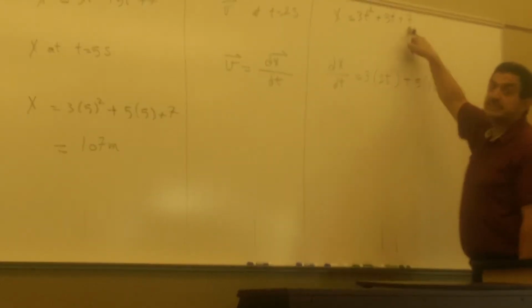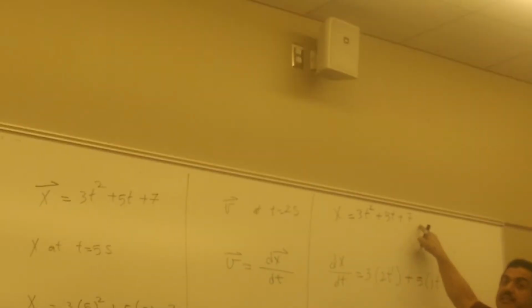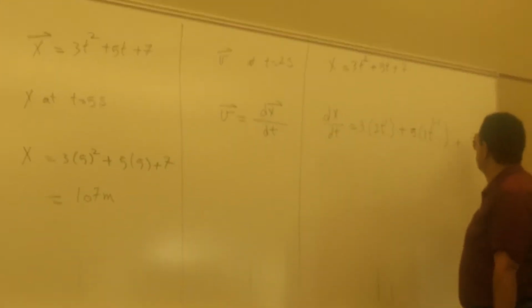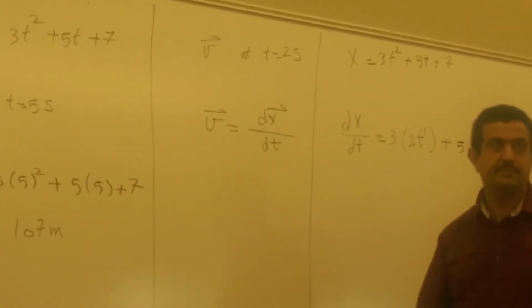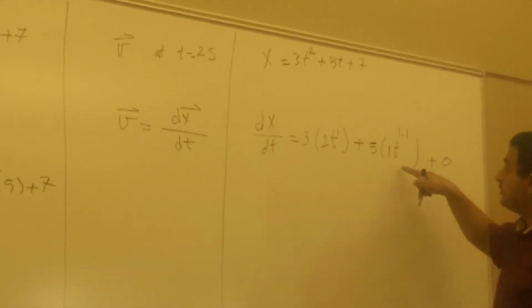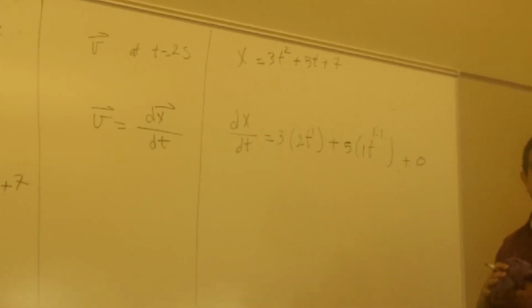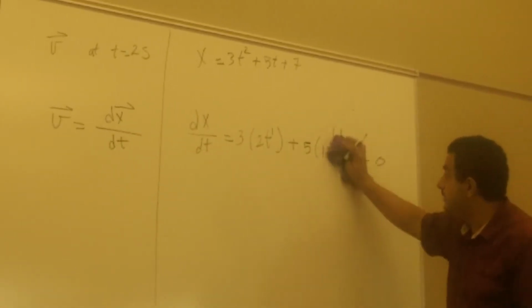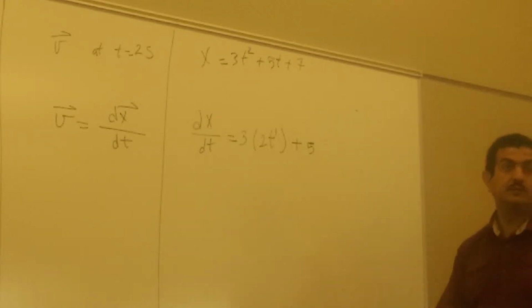Plus 7. Does it have any t? So when you differentiate it with respect to t, it doesn't change, which means it has no change. Good? No t, no change. Now, t to the power 0 is? 1. Anything to the power 0 is 1. So this whole thing just disappears. Cool?